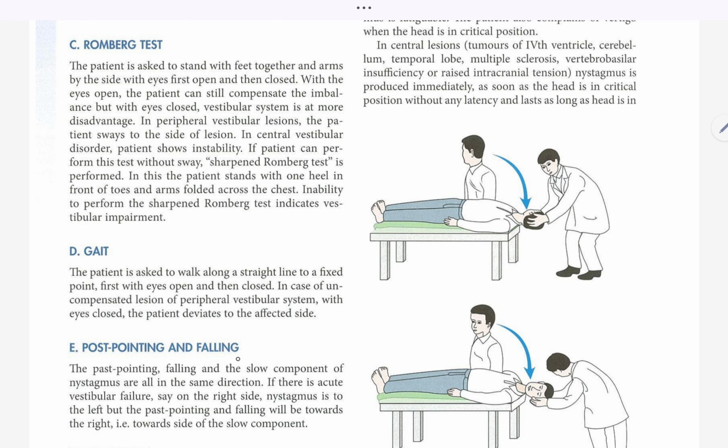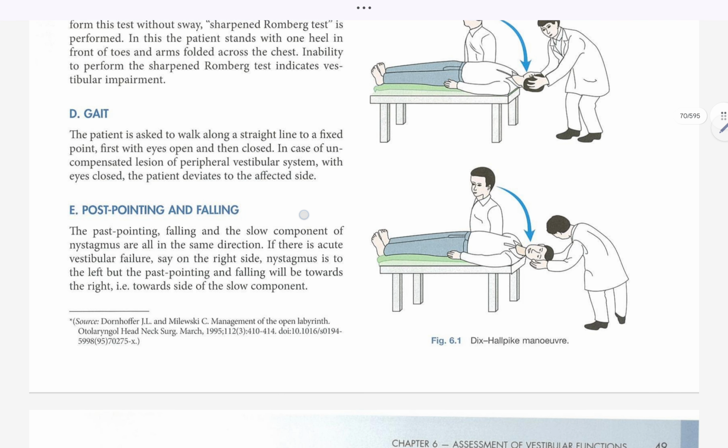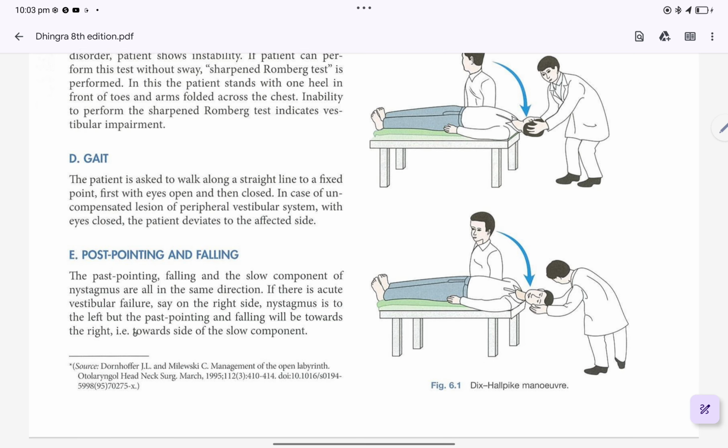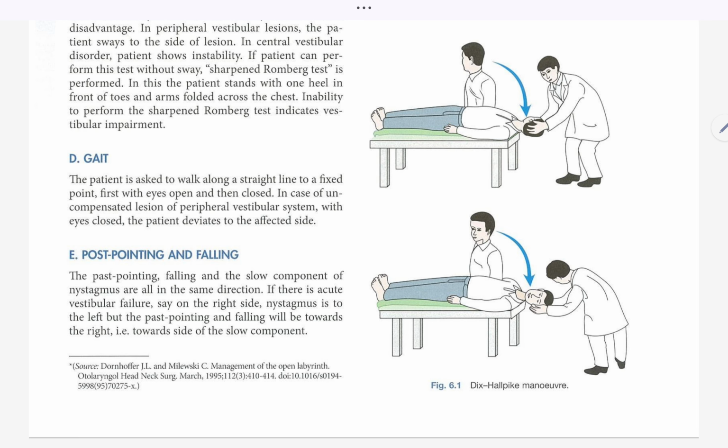Past pointing and falling. The past pointing, falling, and the slow component of the nystagmus are all in the same direction. If there is acute vestibular failure, say on the right side, nystagmus is to the left, but the past pointing and falling will be towards the right, that is, towards the side of the slow component.